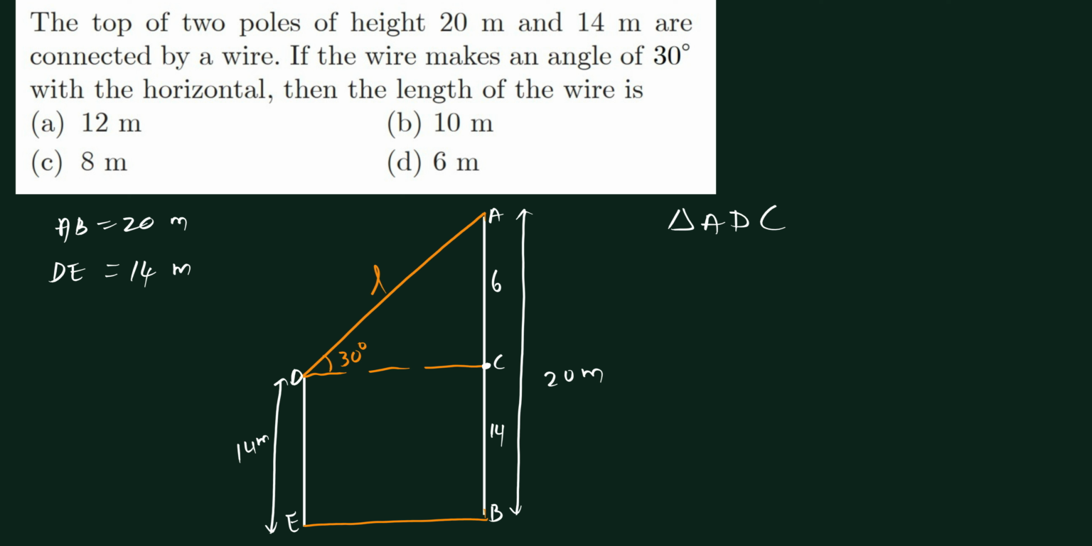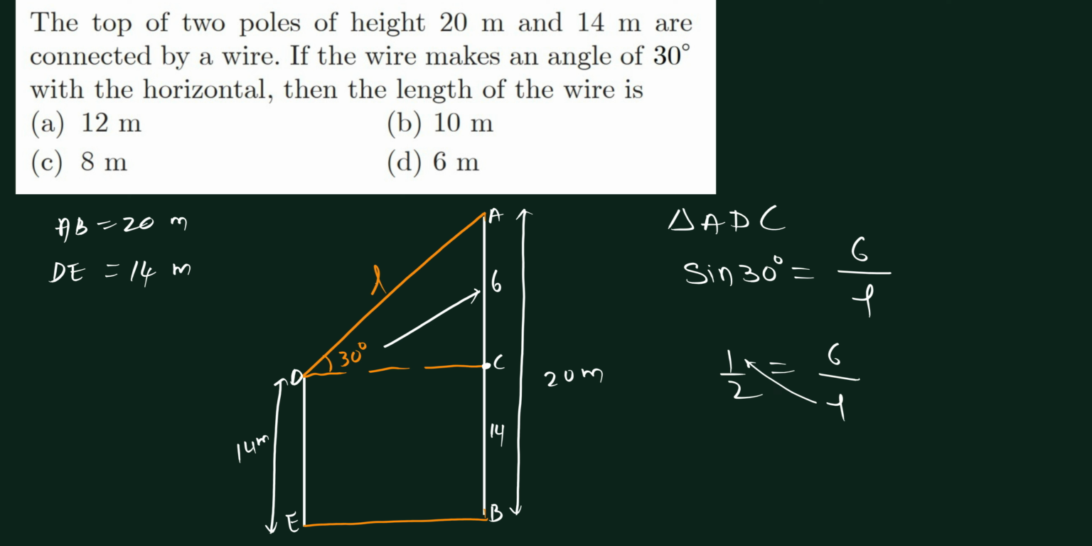Okay, so you apply the sine 30 now. In triangle ADC, you apply sine 30. Sine 30 equals opposite, which is 6, over hypotenuse, which is L. What is the value of sine 30? Sine 30 value is 1 by 2. So 1 by 2 equals 6 by L.